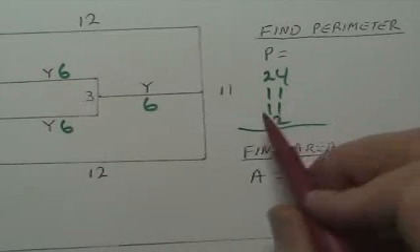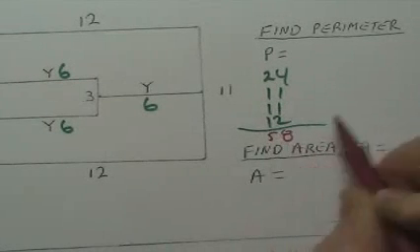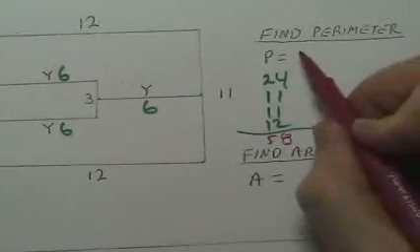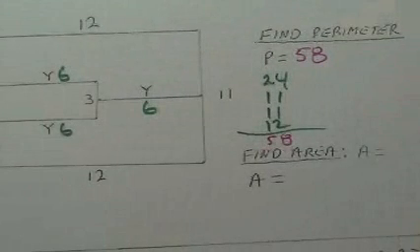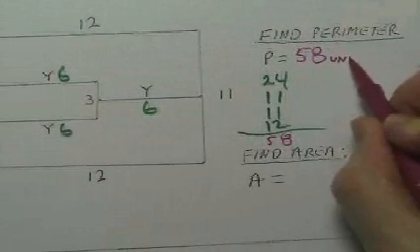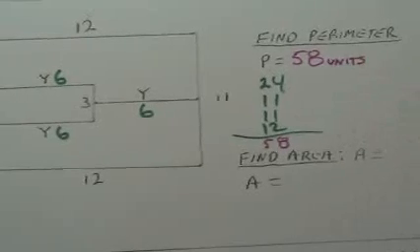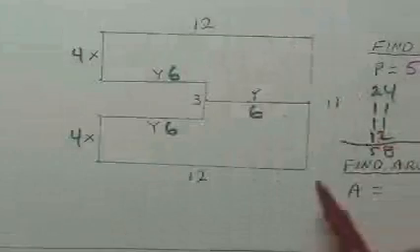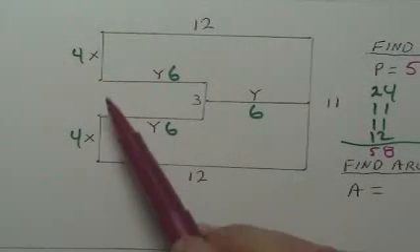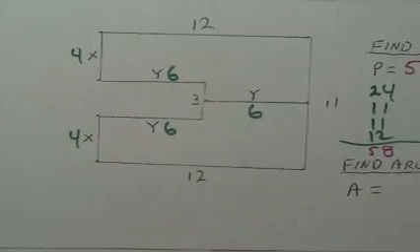And the answer is 58. So the perimeter is 58, and I don't know if that's inches, yards, whatever, but it's 58 units. I'll just say units. Okay, so that's a perimeter. That's going around the outside edge. The tricky part is figuring out the 4s and the 6s there, the x and y's.